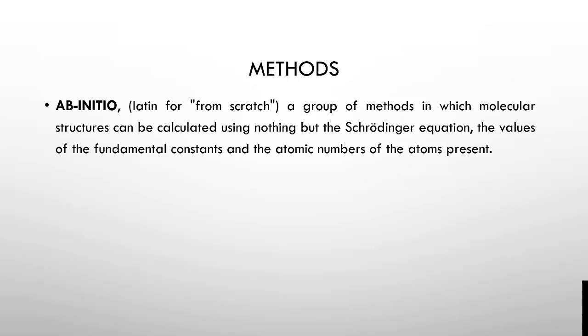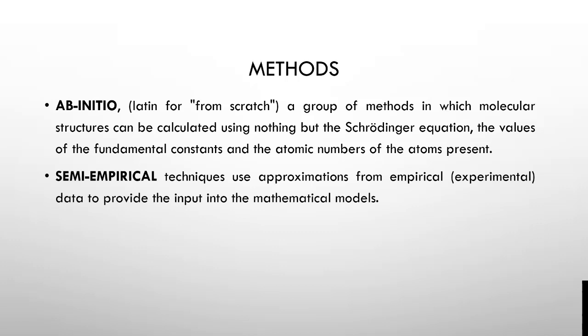The methods adopted for this are ab initio. In Latin, it means from scratch. It is a group of methods in which molecular structures can be calculated using nothing but the Schrödinger equation, the values of the fundamental constants, and the atomic numbers of the atoms present. This is a highly accurate method.